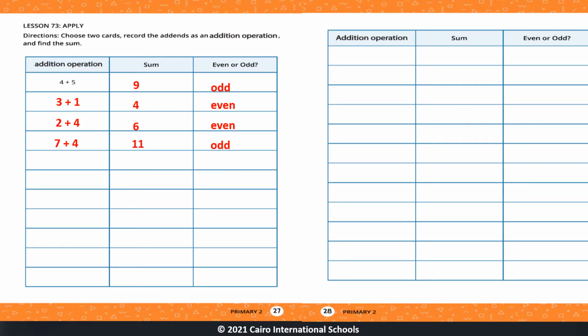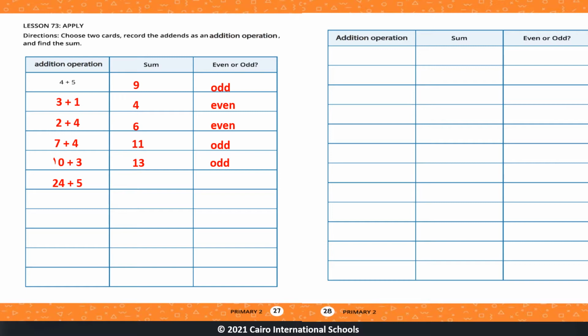11 is an odd number. Look at the ones digit in 11. The ones digit in 11 is 1. 1 is odd. 10 plus 3 equals 13. 13 is an odd number. Look at the ones digit in 13. 3. 3 is odd.